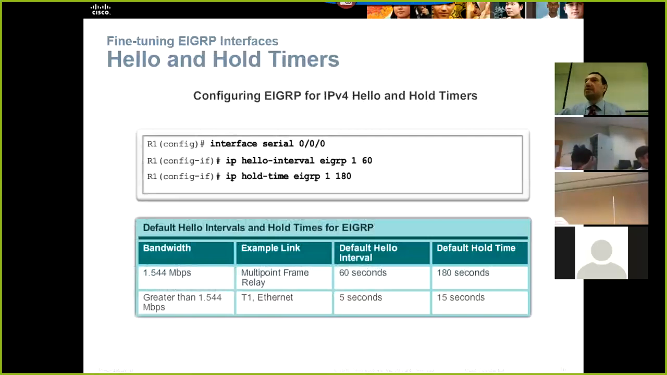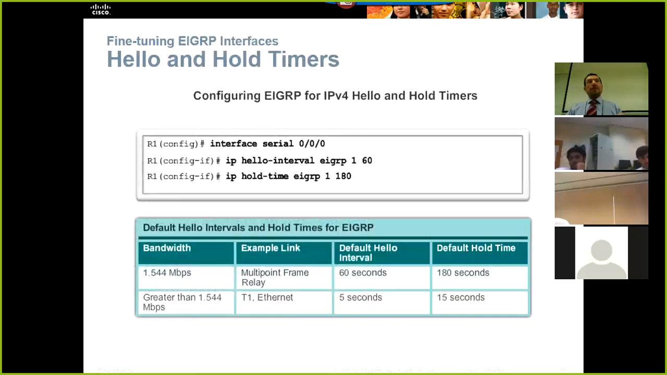It is not recommended that you change the hello timers. If you increase it, then there may be delays. If you lose a neighbor, the neighbor is not there, then it will take longer for you to detect the neighbor is down. It's best to leave it as it is, unless you're told in the exam to change it, just to test your knowledge.